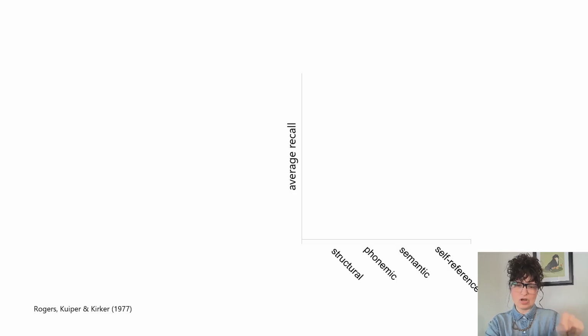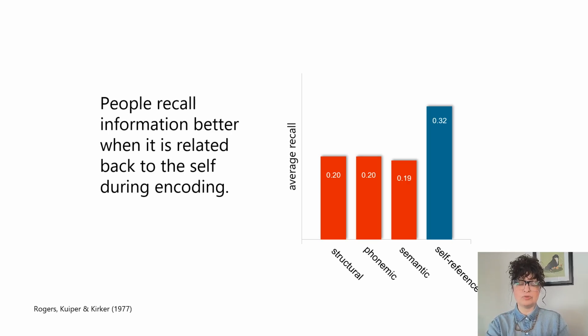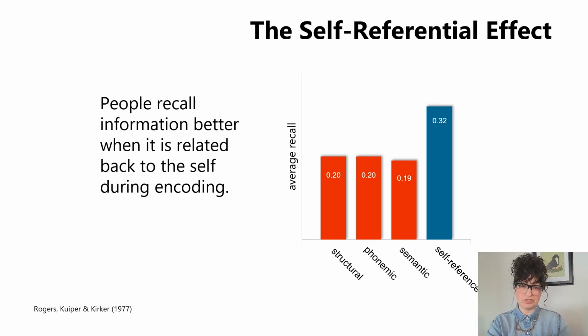So based on average recall as a function of the different conditions or the different kinds of ratings that participants did, you can see that of the 4 different kinds of ratings, those words that were rated for how much they referred to you as a person for the participants had a significant advantage. So this is referred to as the self-referential effect. People recall information better when it's related back to the self during encoding.